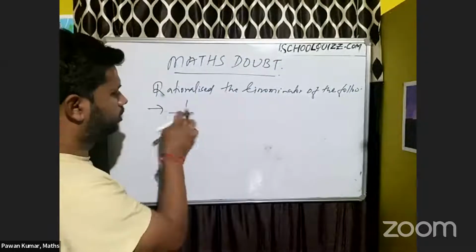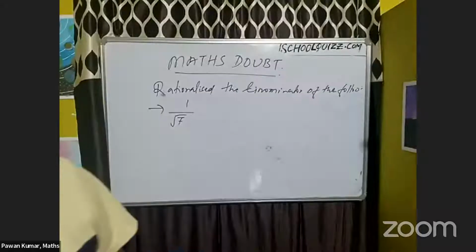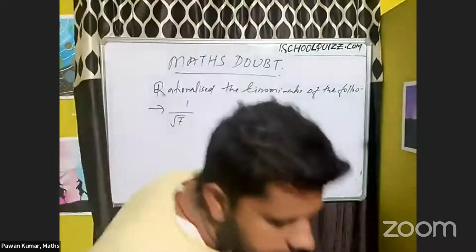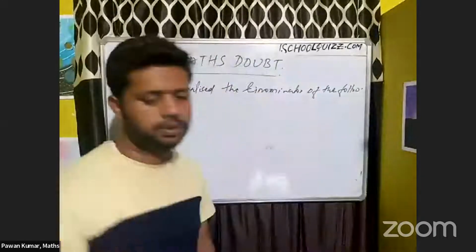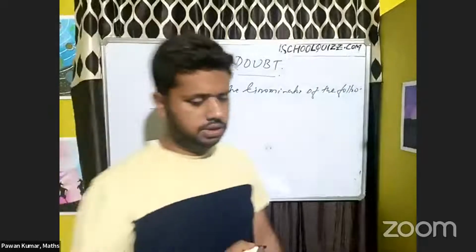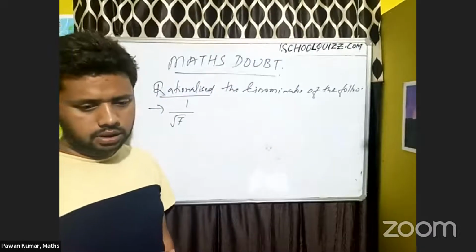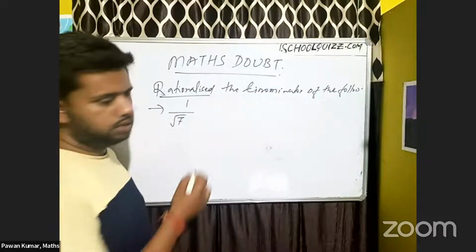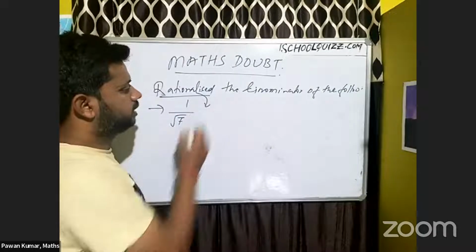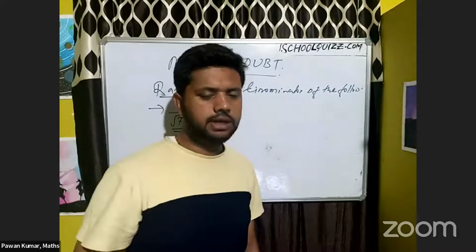Yes sir, यही क्वेश्चन है. 1 by root 7 only. Okay. So see, thing is very simple there. I think the last two sessions we were discussing regarding the rationalization. So here also rationalization in the sense, मैंने जब जैसे today I have discussed regarding logarithm.